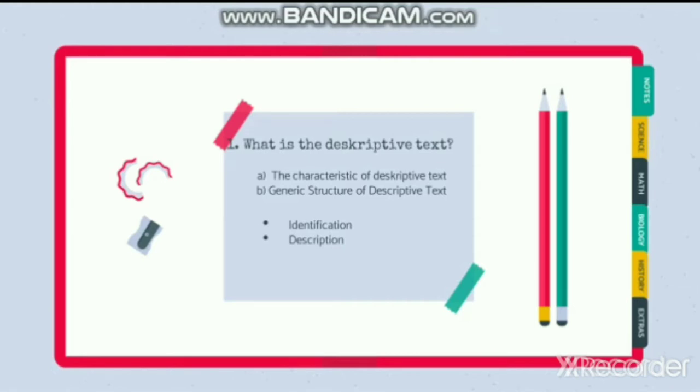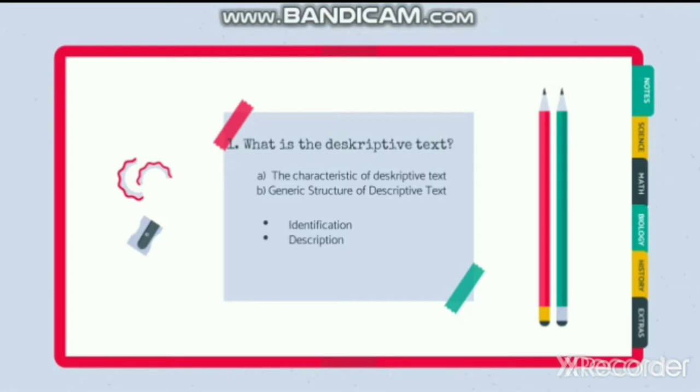And continue. The narrative structure of descriptive text. Descriptive text has its own rule regarding its structure, and the following is the narrative structure of descriptive text.